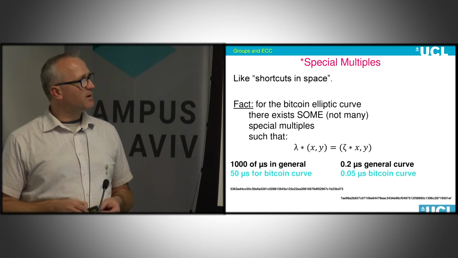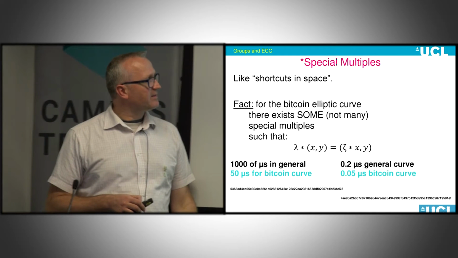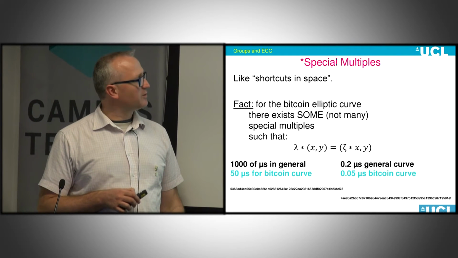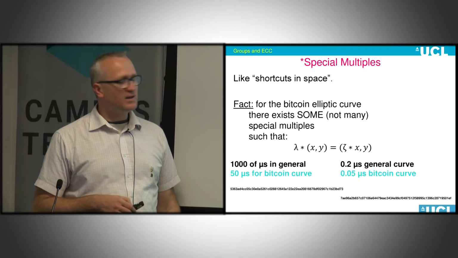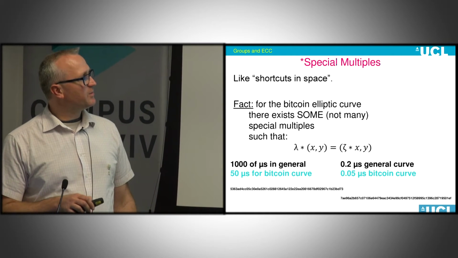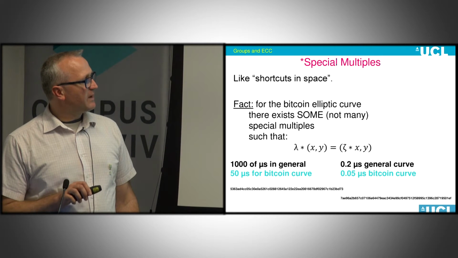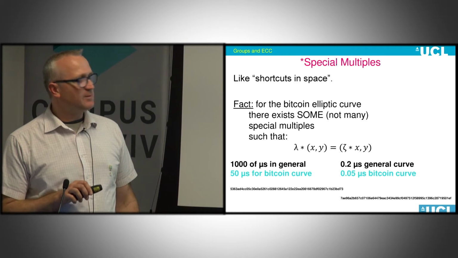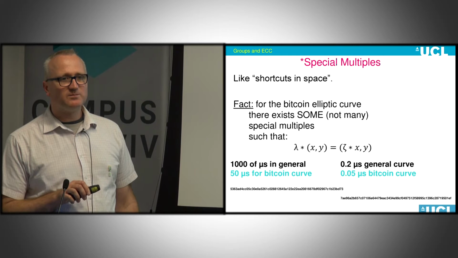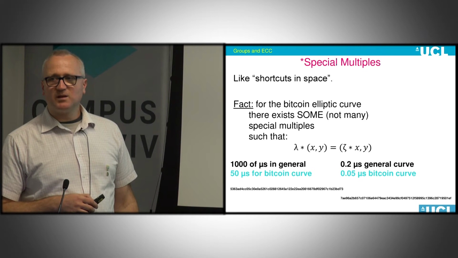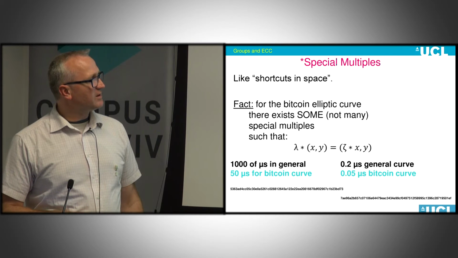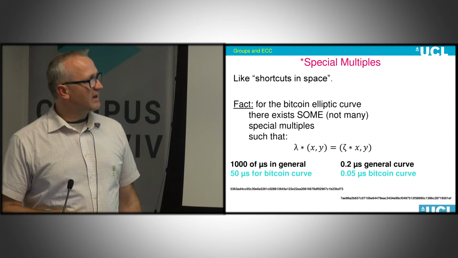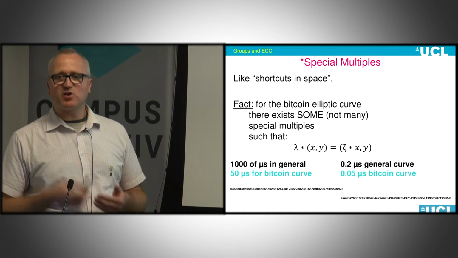Okay, however, it happens that there exist some special multiples for this Bitcoin elliptic curve, for which this expensive operation can be implemented a lot cheaper by a simple multiplication of the x coordinate by another magical number. Okay, and this is a lot cheaper. It costs like 0.005 microsecond for the Bitcoin elliptic curve. So it's like a shortcut in space.